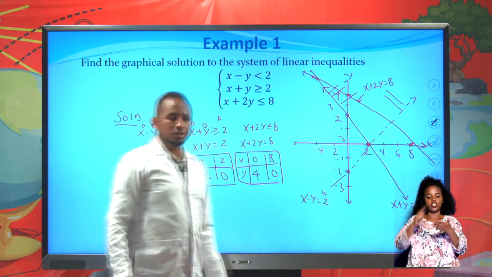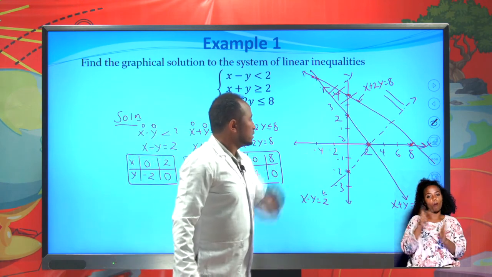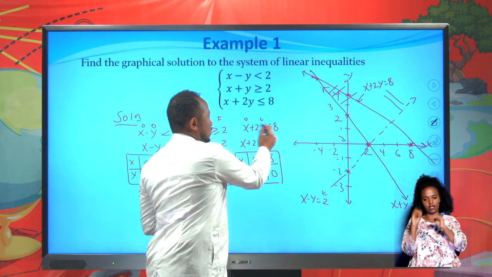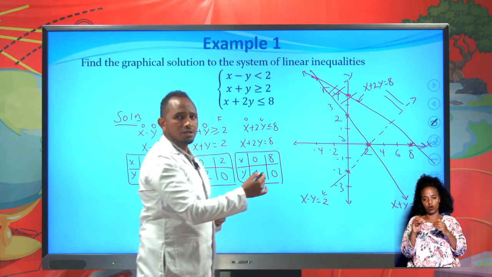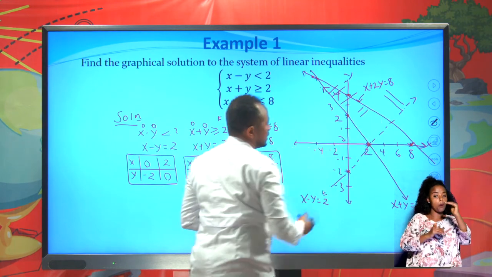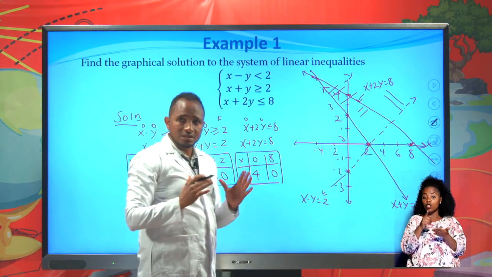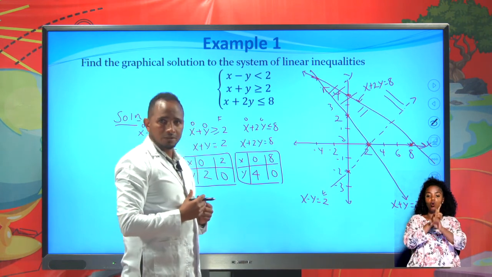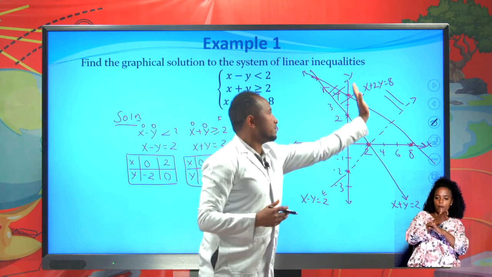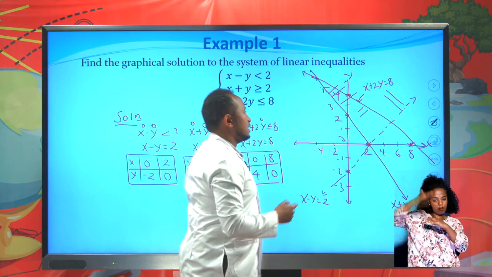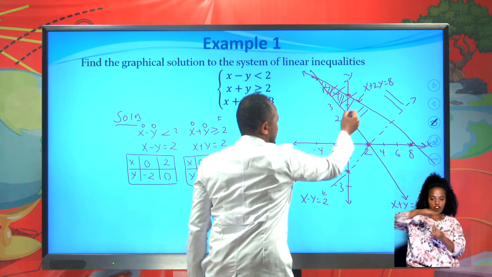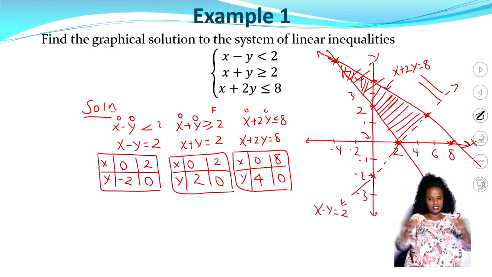To check the solution region, take a point, the origin 0, 0, and put 0 here: 0 plus 2 times 0 is 0, less than 8, it satisfies. Therefore, the solution region will be the lower part of this line. For the other line the solution region is the upper part, and for this line it is below the line. Therefore, the intersection region will be this one. Only this part will be the solution region for this system of inequalities.